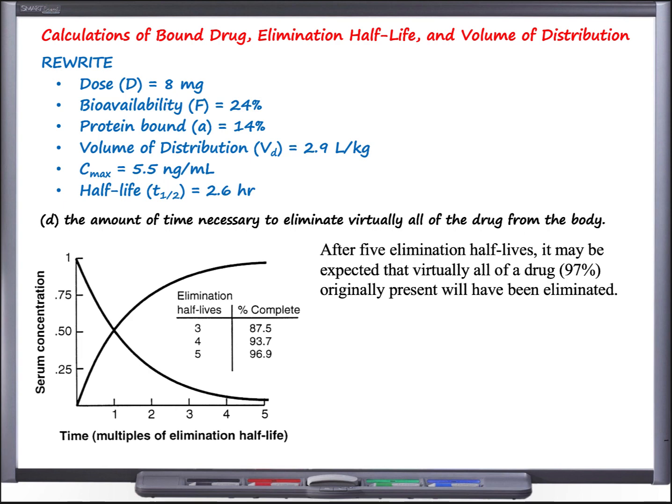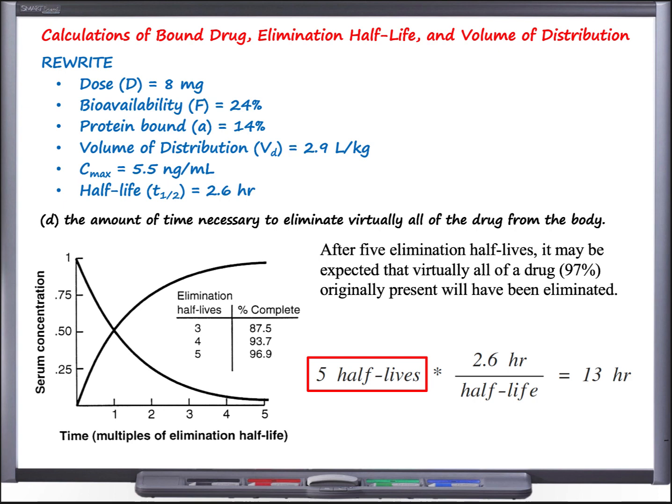That makes this last question relatively simple once you know that fact. All we're going to do is start with the fact that after 5 half-lives, it's almost all gone. So we take 5 half-lives times what they told us for our drug, hydromorphone, where the half-life was 2.6 hours. So 5 half-lives times 2.6 hours per half-life means that after 13 hours, 97% of our starting concentration of hydromorphone will have been eliminated from the body, and essentially there would be no effect remaining.